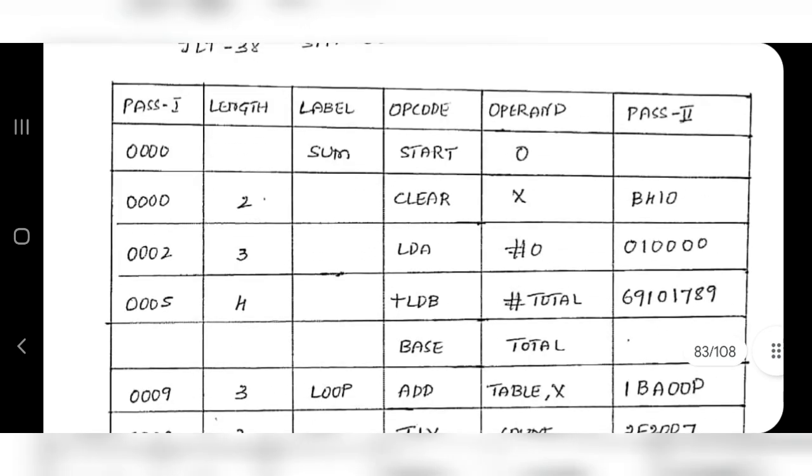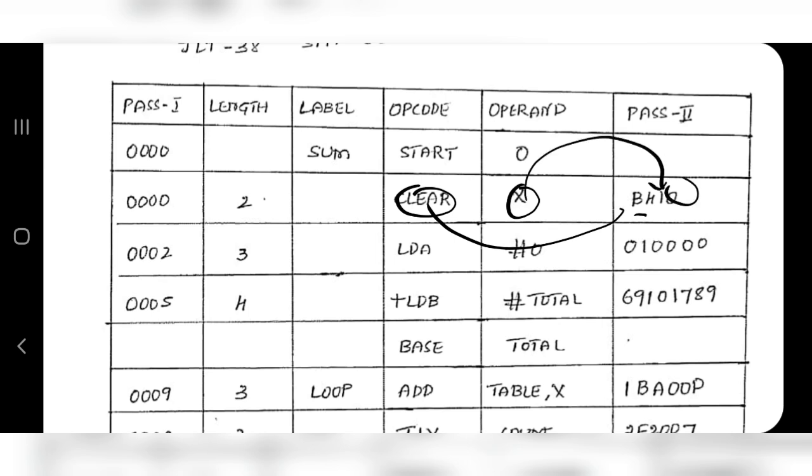After you have written the loc ctr values, you are supposed to write this one. These things also are the same as we discussed previously, you have to write them in the same way. For x it is b4, for clear it is b4, for x it is 1, so you will write 1 here and add 0 here. It is 0 here, so we'll write 0 here.